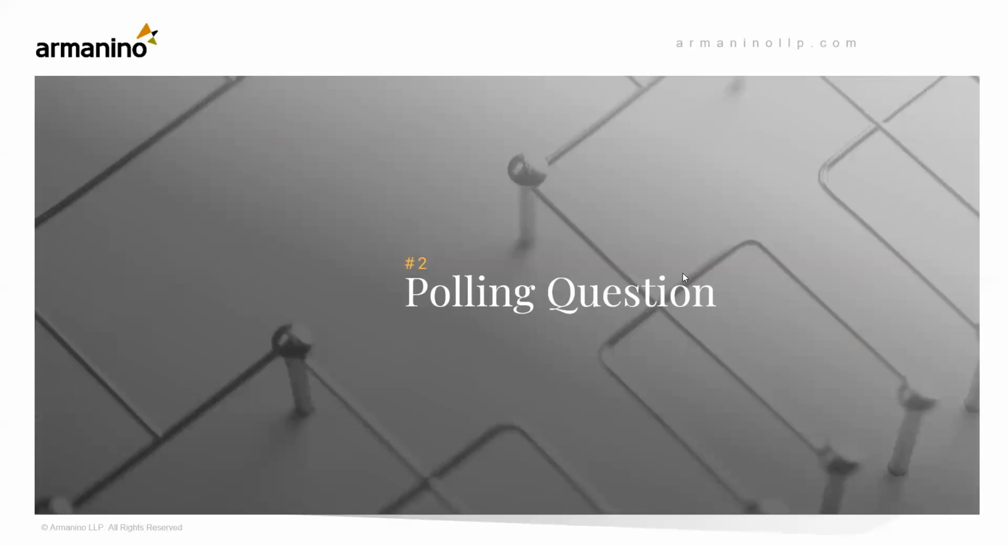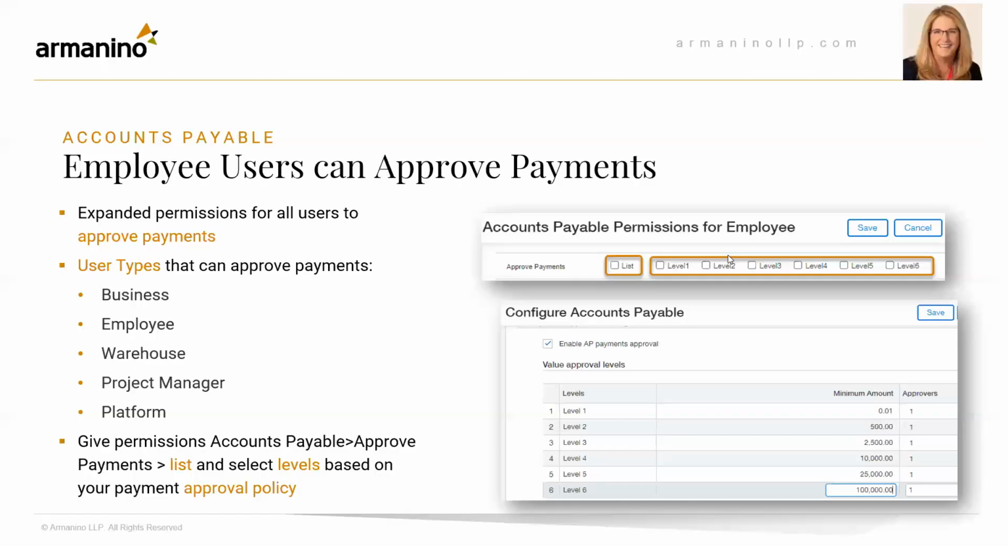Prior to this release, the answer was no, only business users could approve payments. However, they've expanded permissions to all users for approving payments. In order to give an employee user permissions to approve payments, an administrator needs to go and give them the ability to list and then select the level based on your approval levels.